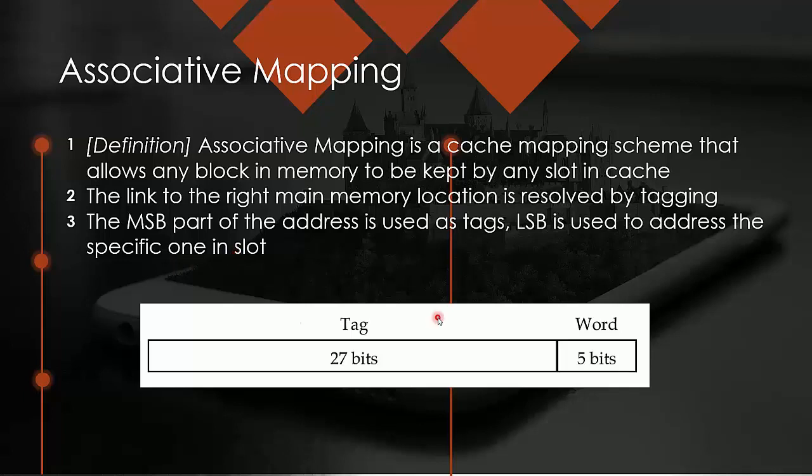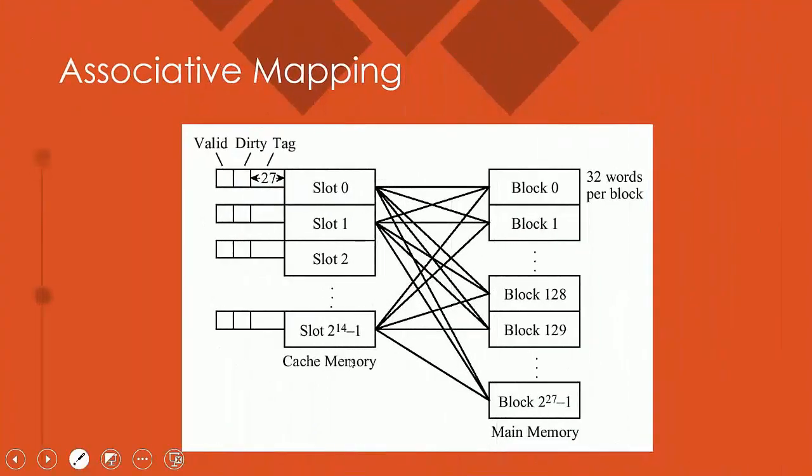For example, this is a memory system with a 32-bit address line. This memory caching system has a 27-bit tag, the more significant 27 bits. The remaining 5 bits address which word in the cache we are looking for. In this case, this cache system has 32 words in one slot, 2 to the power of 5, and it has 2 to the power of 27 blocks. This can be seen in the next slide.